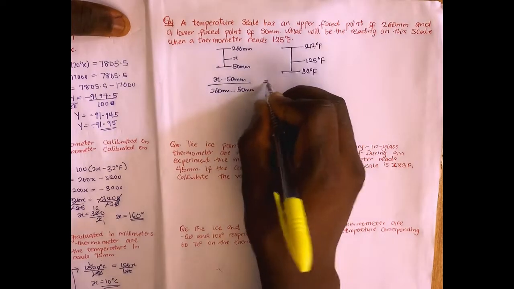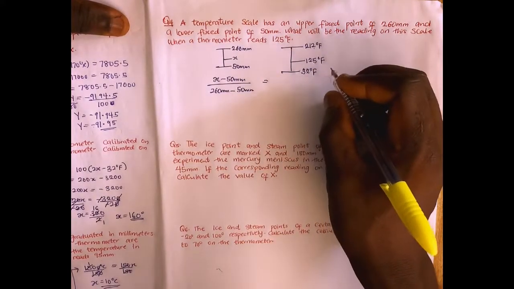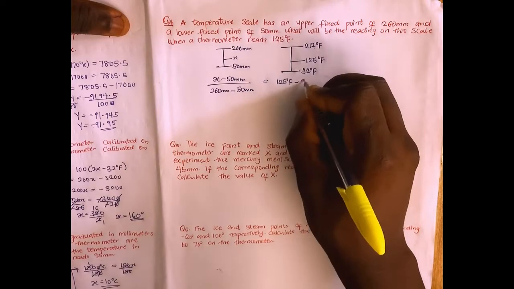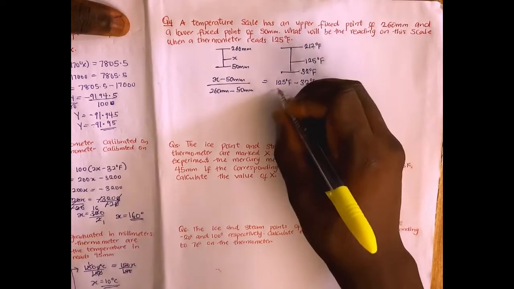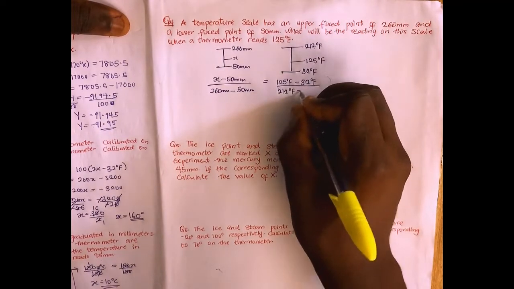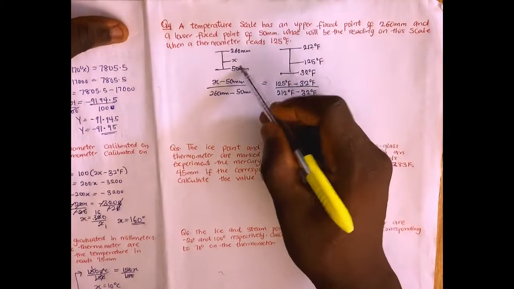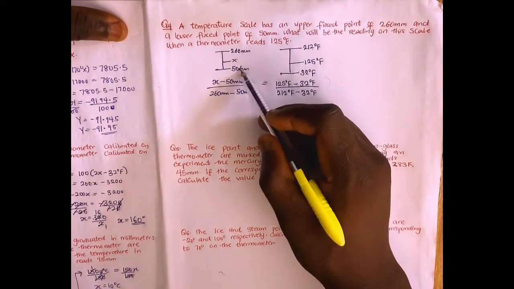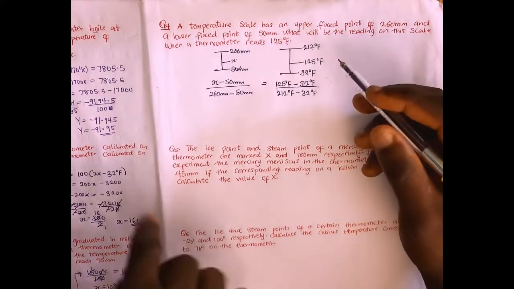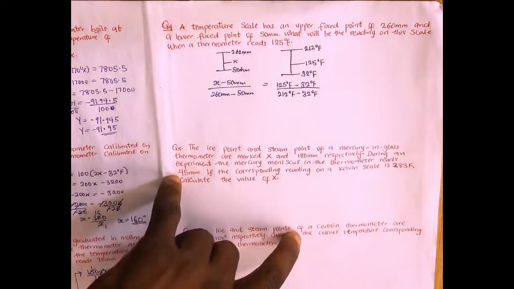Now then equals, let's equate it to this, which is 125 degrees Fahrenheit minus 32 degrees Fahrenheit divided by 212 degrees Fahrenheit minus 32 degrees Fahrenheit. That's just it. You take this, subtract from this, divided by this, subtract from this minus this, divided by this minus this. That's just it. So let's go ahead and just do some simplification in this case.